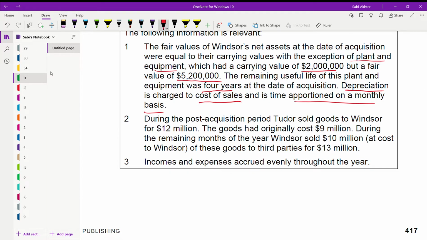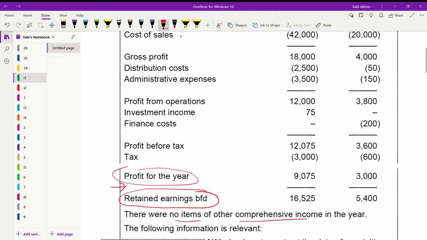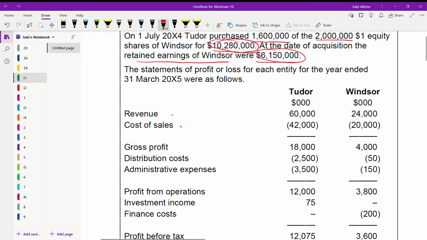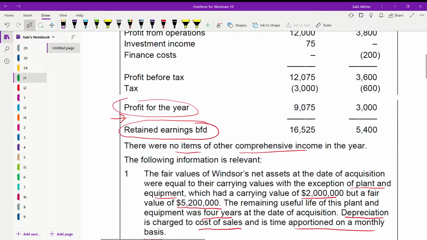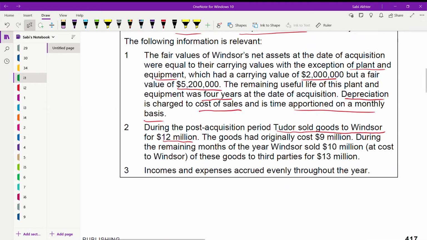During the post-acquisition period, Tudor sold goods to the subsidiary. This is another common area: parent and subsidiary selling goods to each other. Intra-group sales. You should know how to deal with this, okay? For 12 million. But you should know who is selling to whom. Is it the parent or is it the subsidiary? In this case, it is Tudor, that means the parent is selling. The parent will be realizing the profit. Selling goods to Winston for 12 million. The goods had originally cost 9 million.